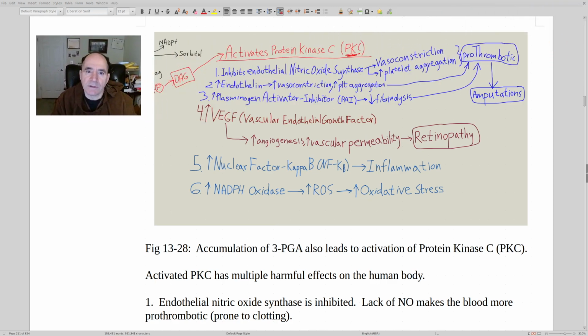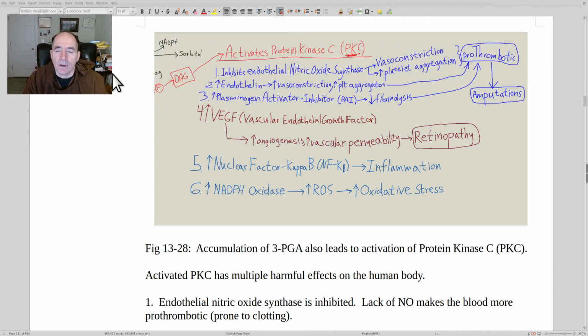Okay, here's a little more detail about some of the negative things that happen. Also, when you activate protein kinase C, you're going to inhibit endothelial nitric oxide, so that's bad. You get vasoconstriction, you get increased platelet aggregation. Both of those things are prothrombotic. Anything prothrombotic means problems for blood flow.